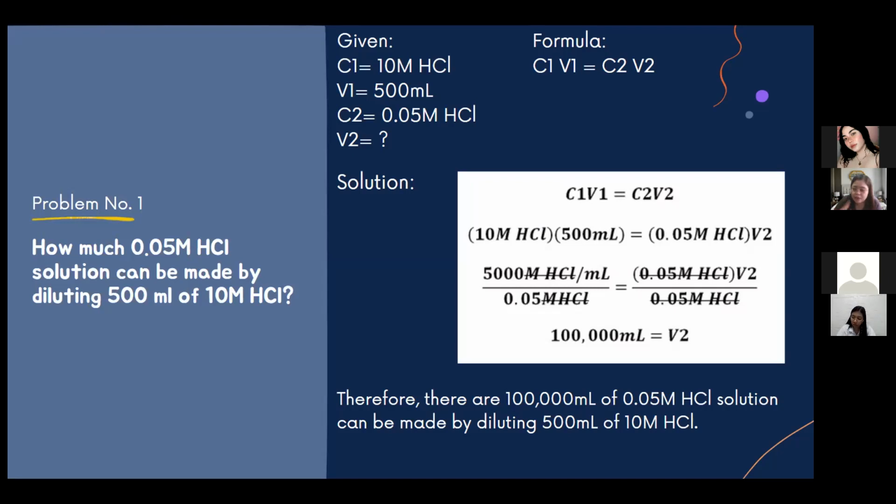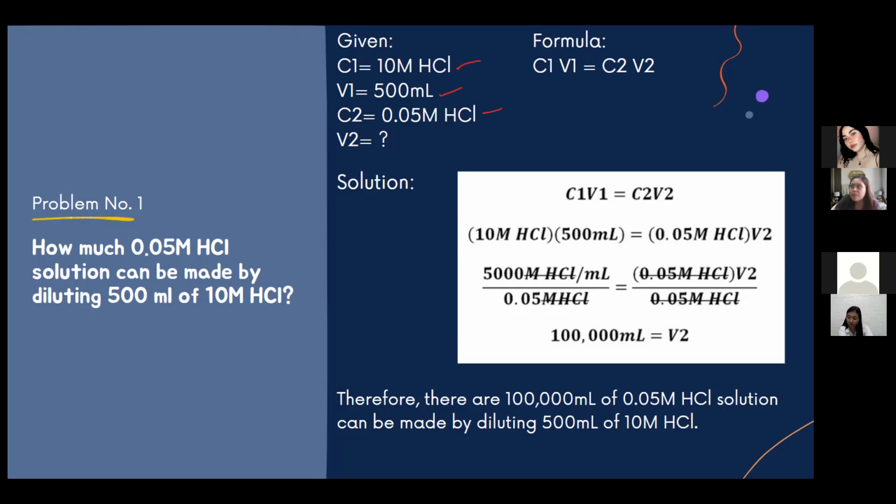Since this is a dilution problem, always assume that our first concentration is larger than the second one. So if you look at it, 10 M versus 0.05, of course the 10 M is our stock or original solution because it has a higher value. And then its partner is the volume, which is 500 ml. And then the C2 automatically will be the 0.05 molar. Now what is asked here is the volume.